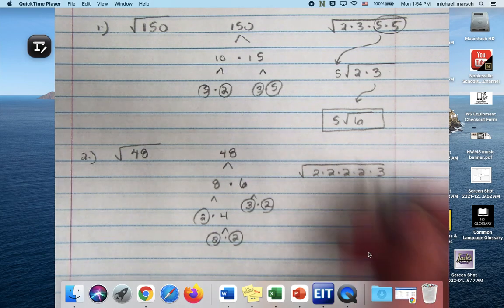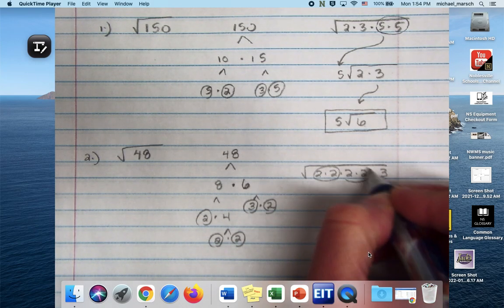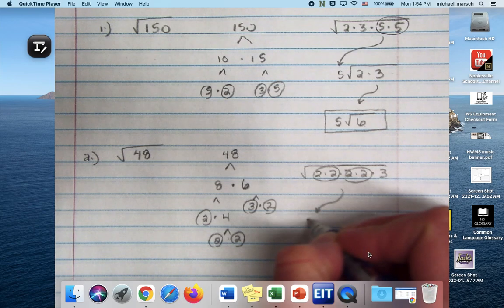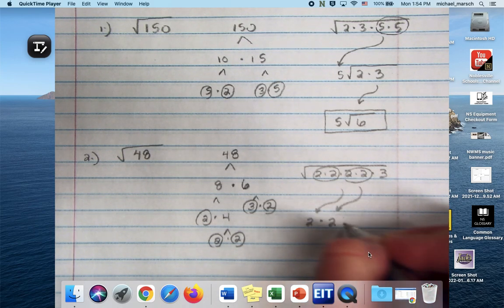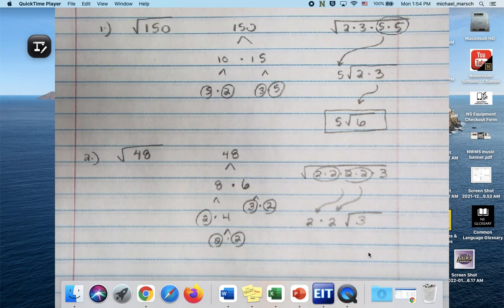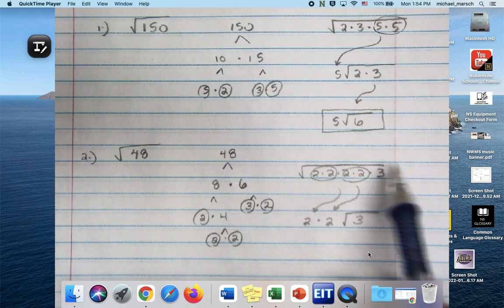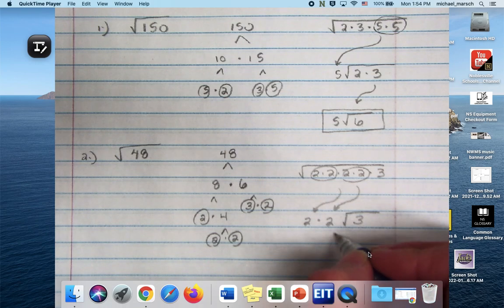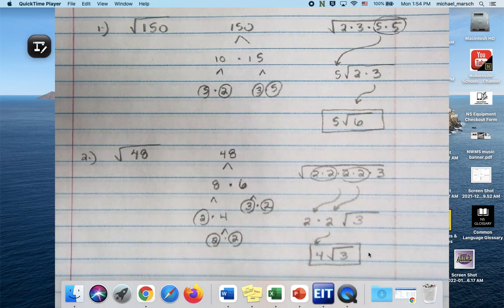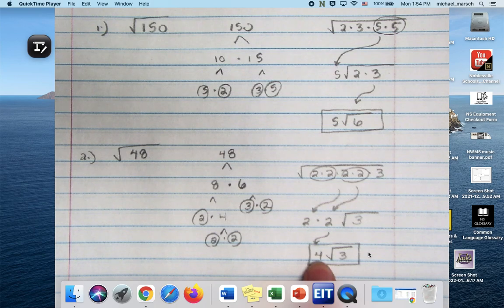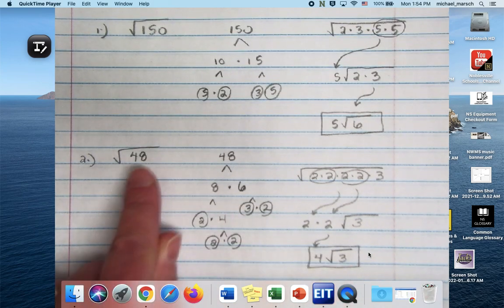Okay, so now I look for the pairs. Buddy up. So now I have 2 times 2, and the 3 has to stay alone inside because, you know, he doesn't have a buddy. And then my final answer is going to be 4 square root 3. So that tells me this is worth 4 times 4, and 16 times 3 is 48.